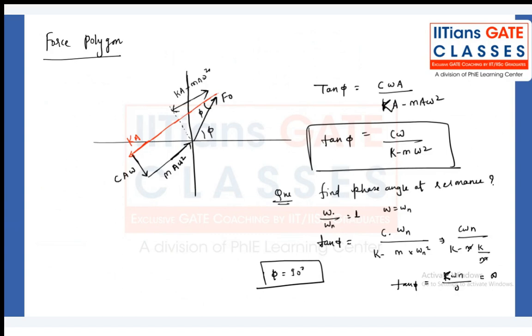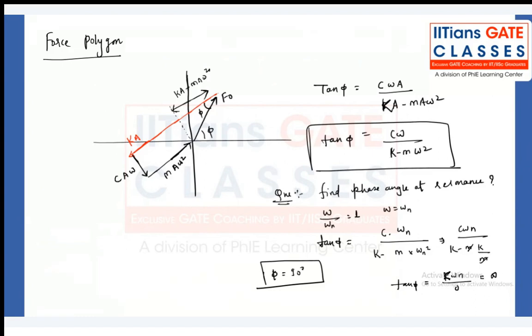Now some of you might be thinking, sir, how are we getting the second formula? Very simple. Take K common. C omega by K over 1 minus M omega square by K. And use the formula we have written: C omega by K can be written as 2 zeta r. So you are going to get exactly that particular formula.